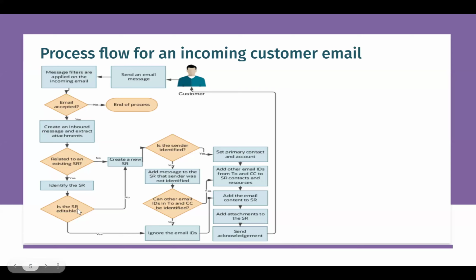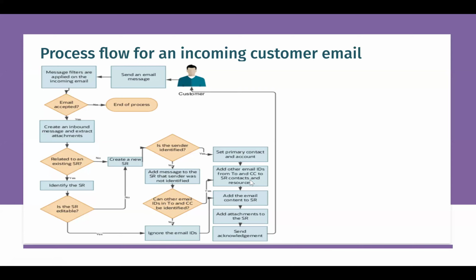If there is no SR, then it will create a new SR, and if the sender is identified, the sender being a contact, and that contact is already available in the system, it will identify that contact and associate the contact to the service request. It adds all the messages, and other than the sender email, if there are any CC or To addresses, those will be identified as team members or contacts, and then added to the service request.